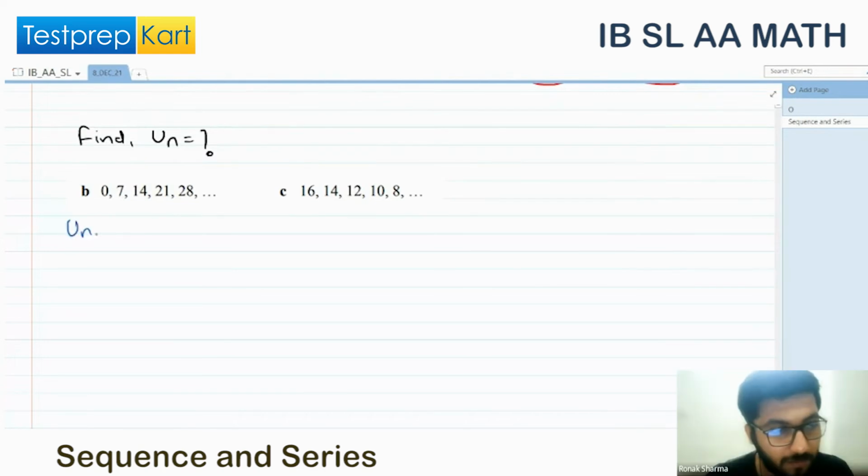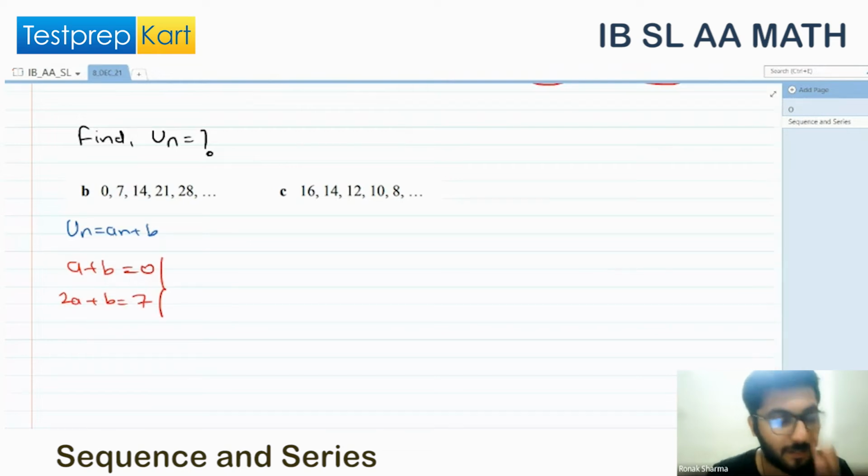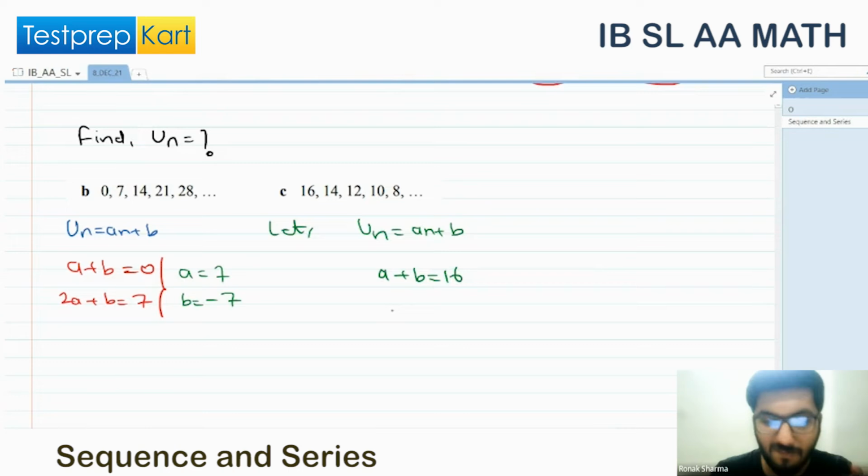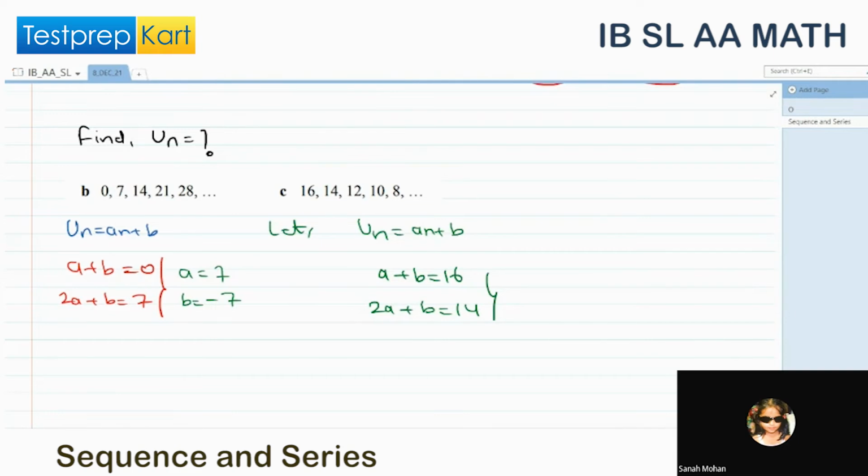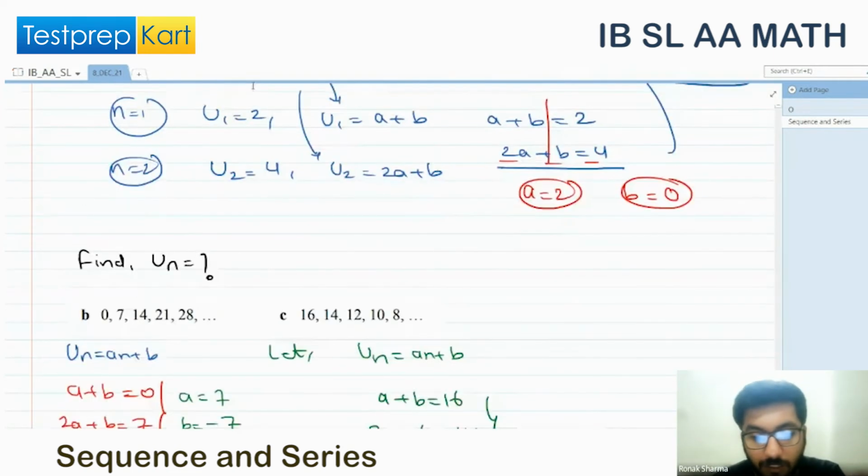So if we take un equals an plus b, same thing. So a plus b will be 0, 2a plus b will be 7. We just solved them in the last to last example. So a is coming out to be 7 and b will be minus 7. Similarly here, we'll take that un equals an plus b. So then we'll get a plus b equals 16 and 2a plus b equals 14.